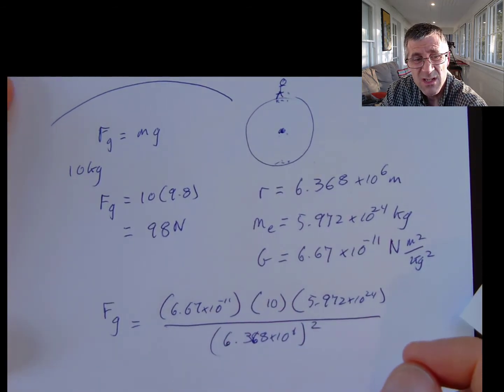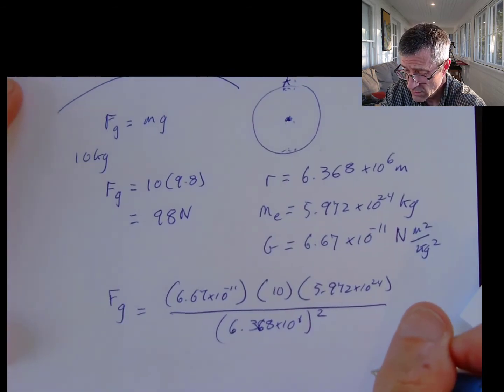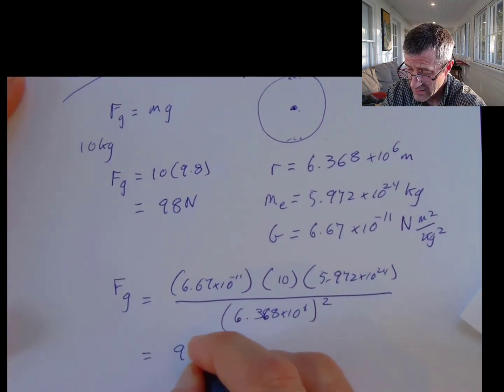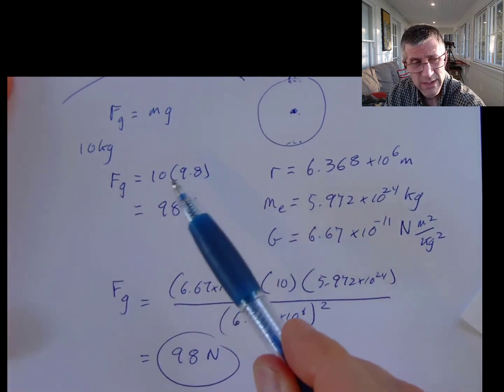Whew! It's a lot of typing in your calculator, but if you do this, you know what you get? You get 98 newtons. Right? Give it a try. Convince yourself that that's true. So what does this tell us, right? So we take a shortcut.